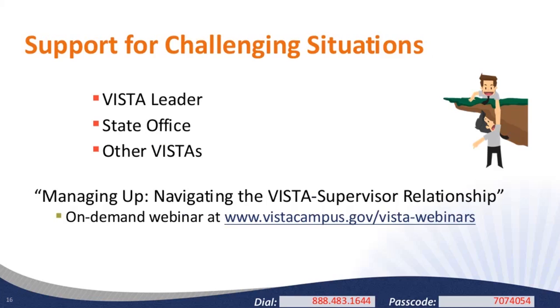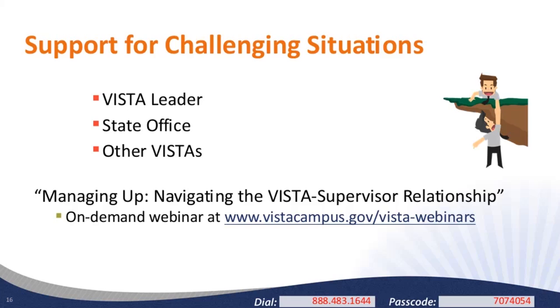So let's talk a little bit about support when situations get challenging. Since we're talking about supervisors, let's talk about what to do if your supervisor isn't providing the kind of support that you would like. There may be times when a situation with a supervisor is too challenging for you to manage on your own. For example, if you feel your supervisor is treating you unfairly or even harassing you. On the other hand, if your supervisor is unavailable and you don't know when you'll see him or her again, or at the other extreme, if you have so many supervisors that you can't get a decision made on your project. If you have a challenge like that that's preventing you from having a successful experience in your Vista service, there are some resources you can turn to.